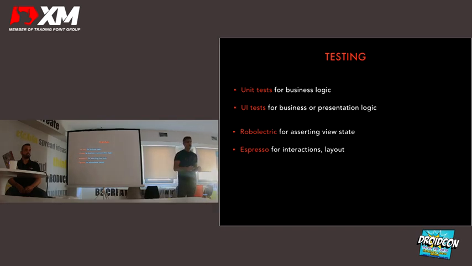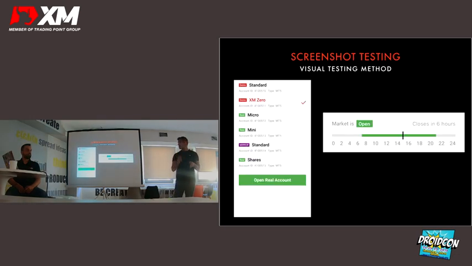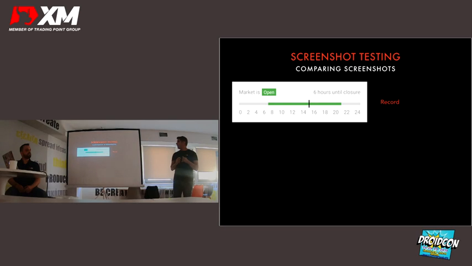There's also a third way to do UI testing in Android, and this is screenshot testing. Screenshot testing is a visual testing method where instead of asserting on a single property like a text or a visibility flag, you actually assert on an entire image. That could be the image of an activity, a fragment, or just a single view. So let me show you how this works.